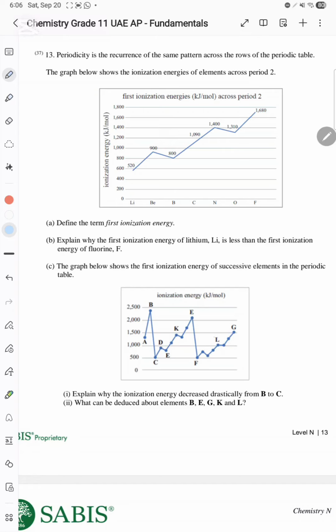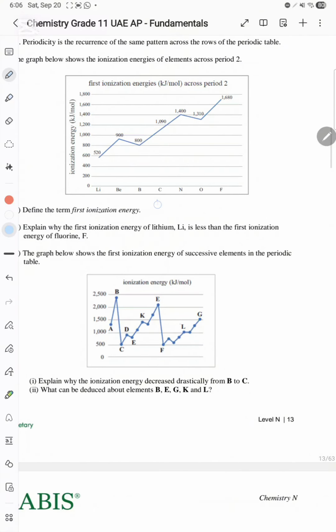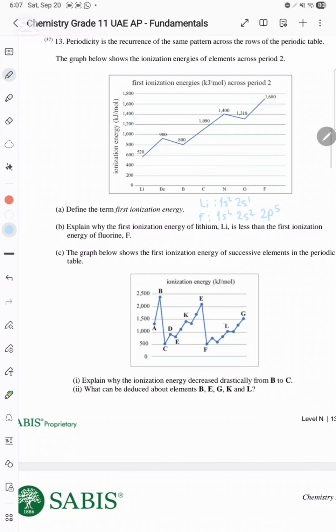Now, why is the first ionization energy of lithium less than that of fluorine? So let us first write down the electronic configurations of each. Li is 3, so it's 1s2, 2s1. Fluorine is 9, so it is 1s2, 2s2, 2p5. Now, lithium and fluorine are in the same row. Lithium is here, fluorine is all the way there.